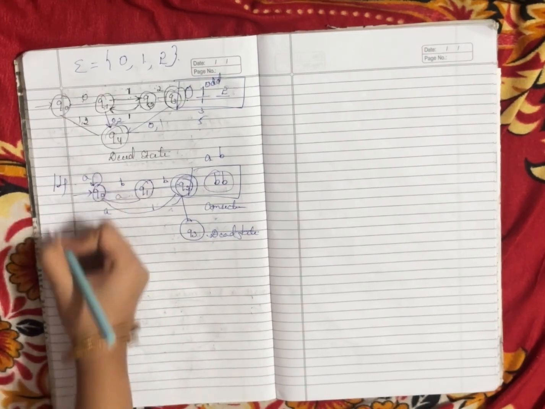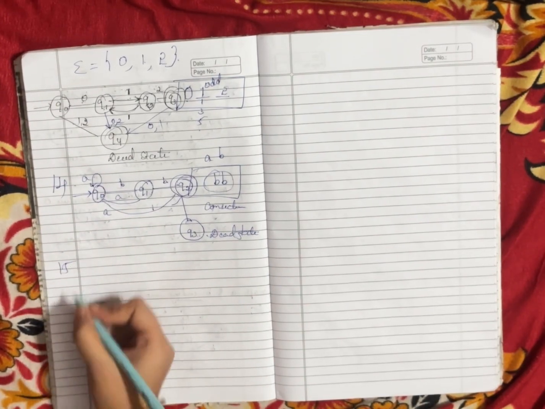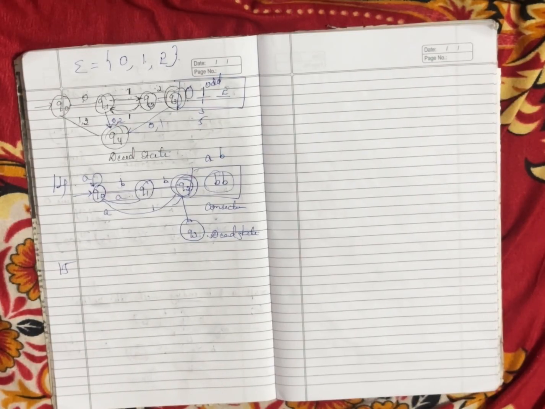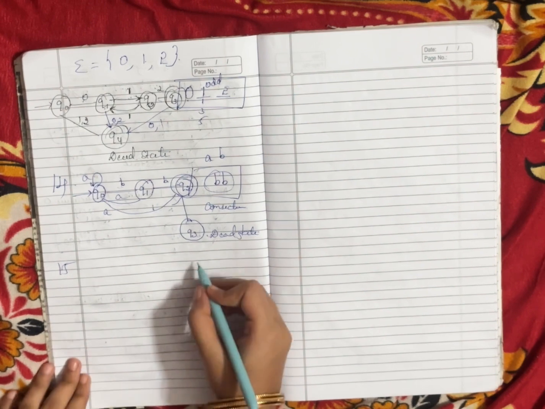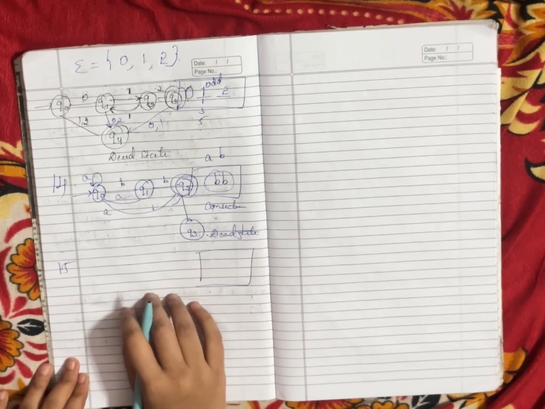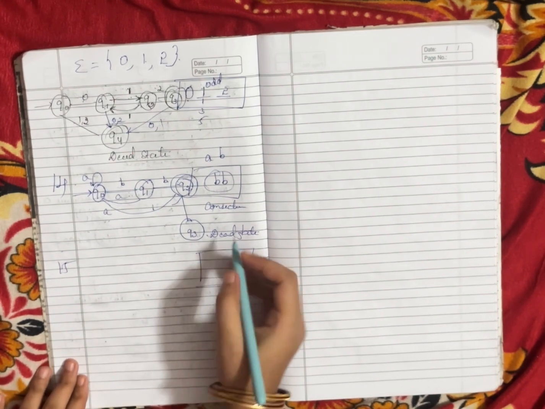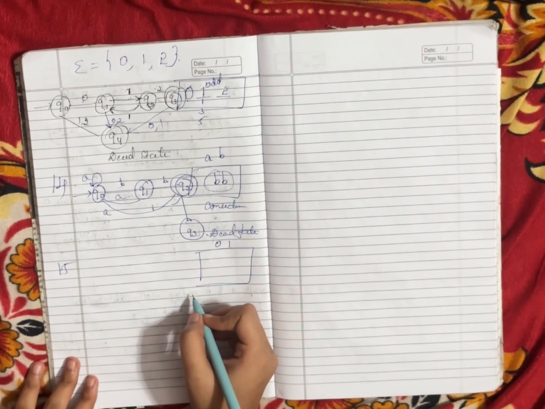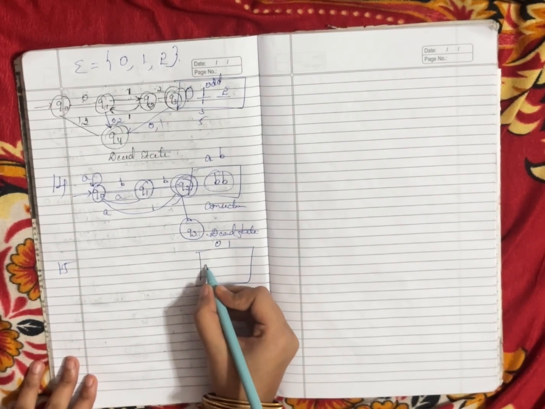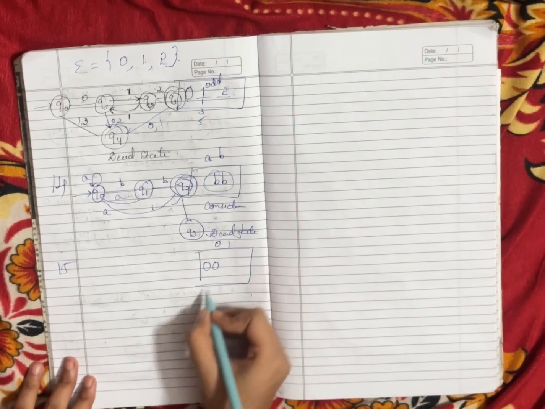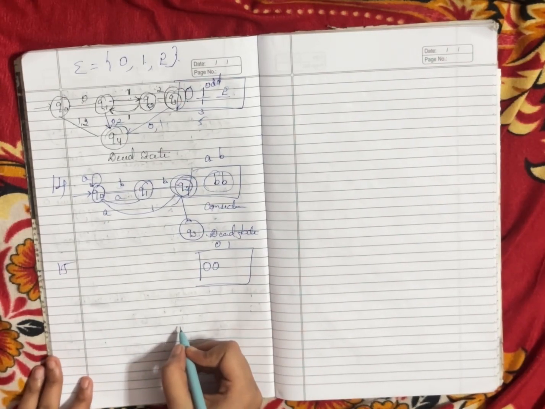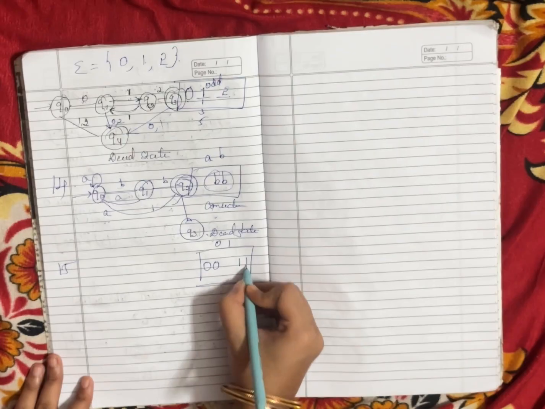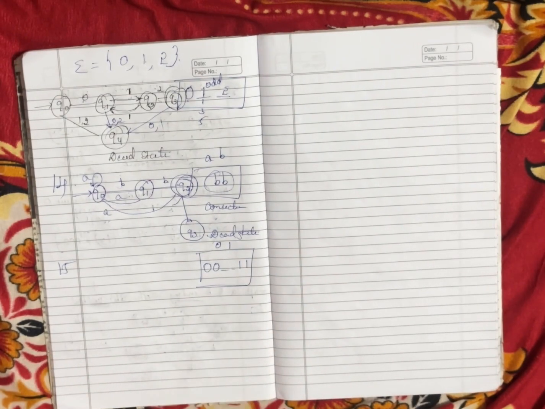So I think this is the 14th question. One more last question we will solve from this topic and we'll end it up. So let me read the question for you. Obtain a DFA to accept strings of zeros and ones, starting with at least 2 zeros and ending with at least 2 ones. Between, it can be anything.